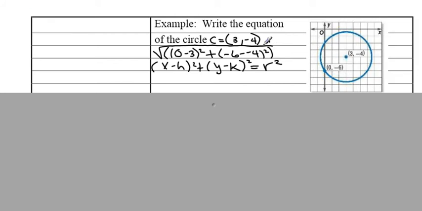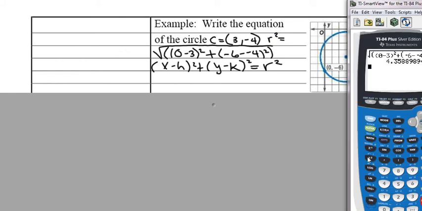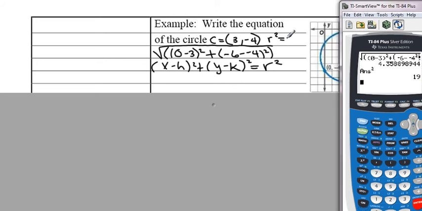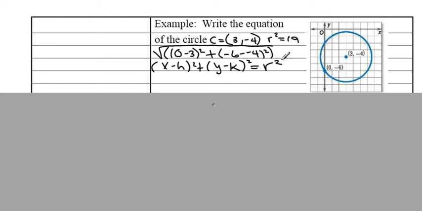So here, instead of writing radius equals, I'm going to write radius squared equals, and I'm going to come into my calculator and I'm going to square, see how I'm putting x squared? I'm going to square this number. And the cool thing is, it's always going to give me a whole number. So squaring 4.35889 gives me 19. So my radius squared is 19. So I just have to come back into the radius squared part of my formula and put 19.